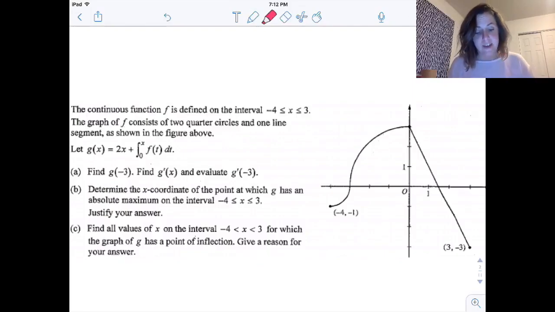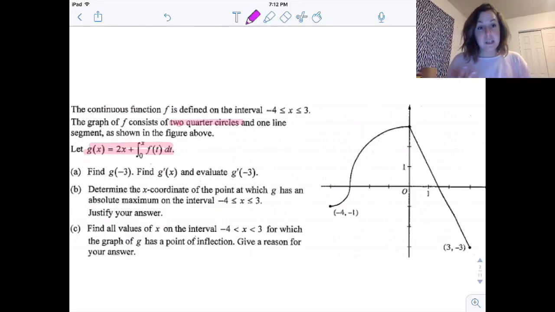Continuous, it's defined on this interval. The graph consists of 2 quarter circles, and we generally assume that that means we're going to be finding some area, right? And 1 line segment as shown. G is an integral defined function. So g is 2x plus the integral from 0 to x of f of t.